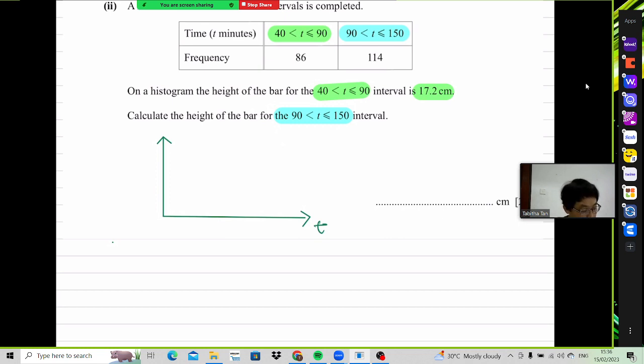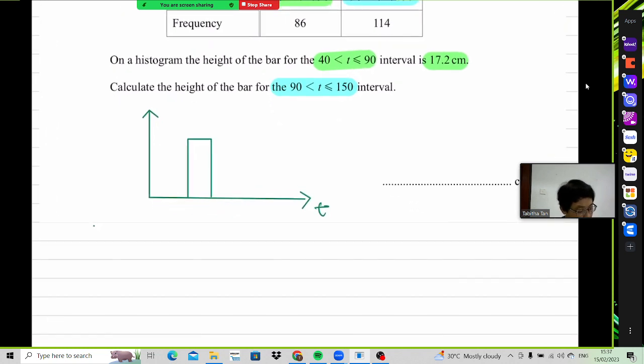So there is a bar, let's say probably like this. This is the bar. This will be the frequency density, and this is between 40 to 90. According to the frequency density, we do not know yet. But it was mentioned to us that the height of the bar here is 17.2 centimeter. So that was what they meant.